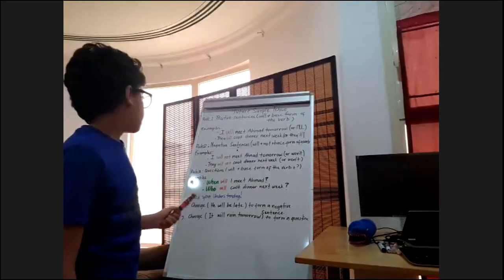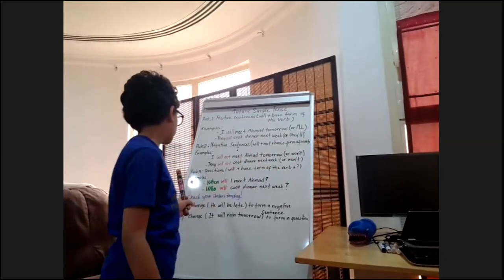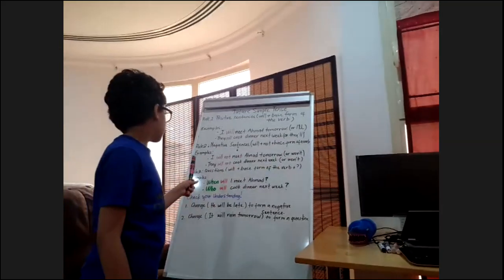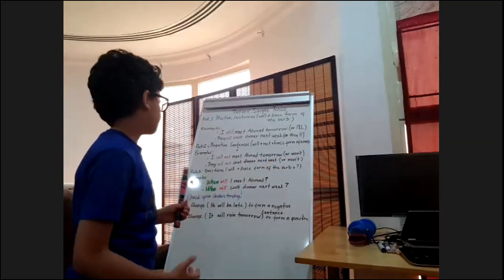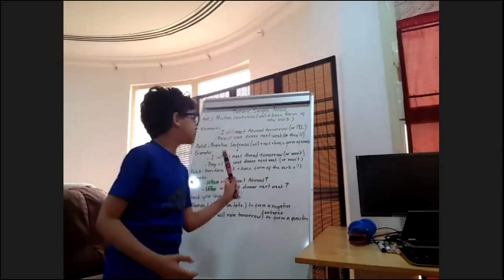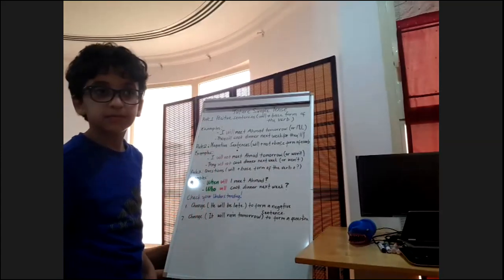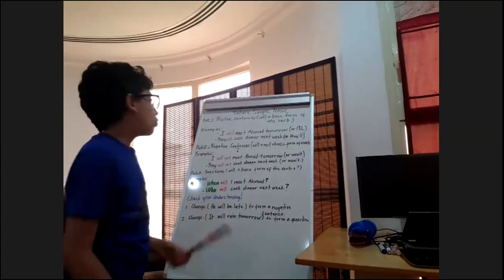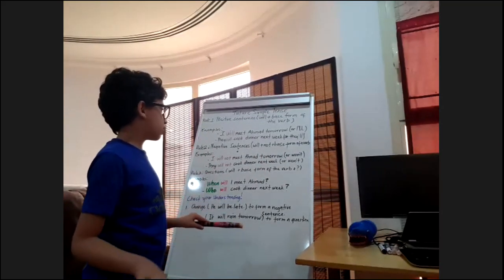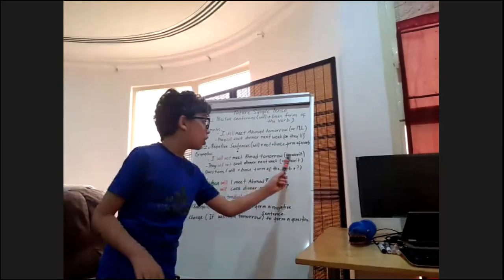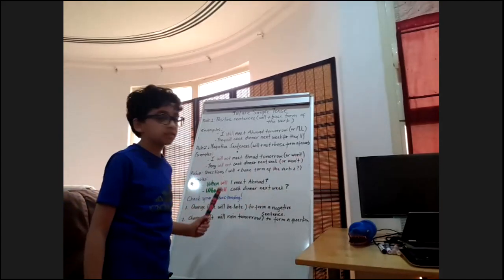And rule two. Negative sentences: will plus not plus base form of a verb. Like an example, I will not meet Ahmed tomorrow or I won't meet Ahmed tomorrow. Excuse me, sir. What is the difference between will not and won't? I don't understand it. Will not is just the normal words, but won't is a shortcut, to make it easier. Yeah, abbreviation you mean, sir.